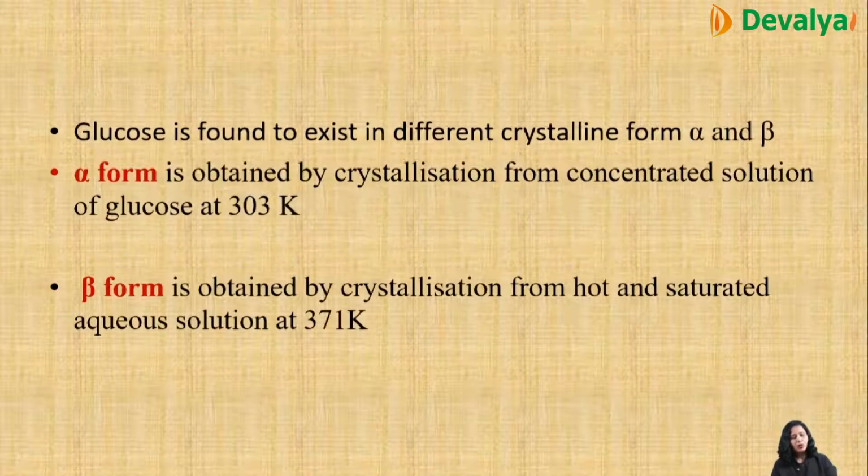Another limitation was that glucose is found to exist in 2 crystalline forms, alpha and beta. The alpha form is obtained by crystallization from a concentrated solution of glucose at 303 Kelvin, and beta is obtained from a hot and saturated aqueous solution at 371 Kelvin. So there are 2 different glucose forms, but in the open chain structure there is only one form, which again the open chain structure could not explain.